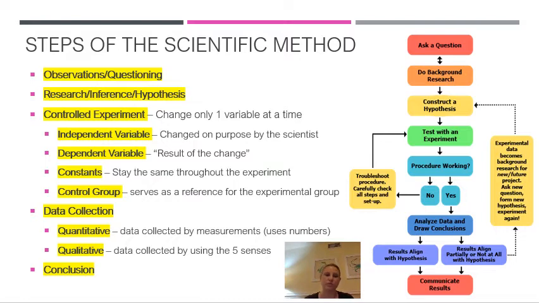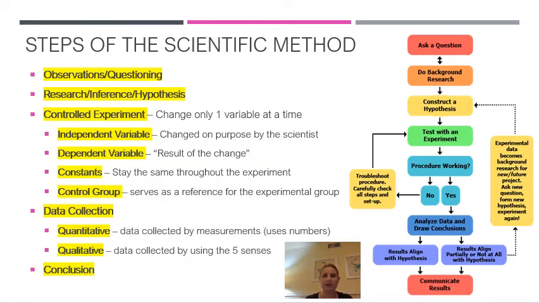From there, you run a controlled experiment. In a controlled experiment, you change only one thing at a time. Those things that change are called variables. And in our experiment, we have several different variables. We have the independent variable, dependent variable, and then these things called constants.